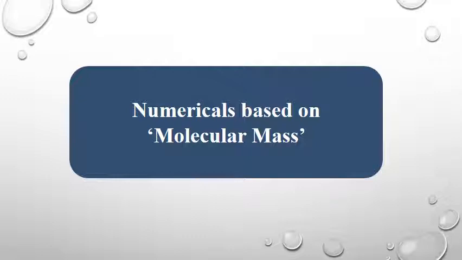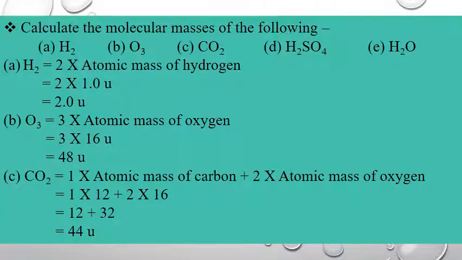Next we have numericals based on molecular mass. Calculate the molecular masses of the following. We have 5 equations. Out of 5, I solved 3, and the rest of the 2 you have to do yourself. So here first of all we have hydrogen. To find the molecular mass, we write H2, that is 2 atoms of hydrogen, so we write here 2 multiplied by the atomic mass of hydrogen.